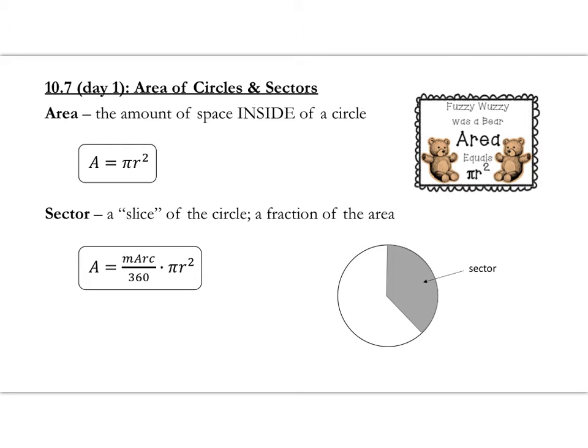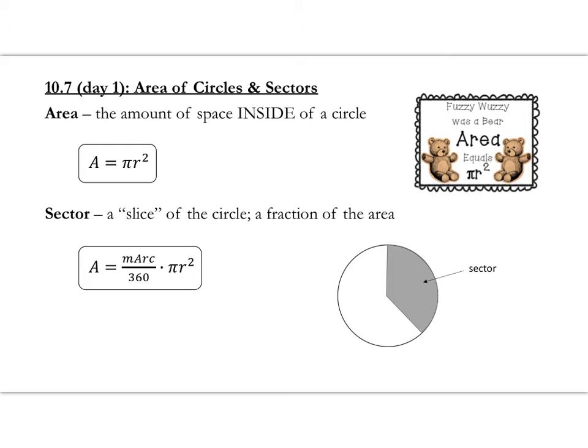Alright, here we are on the first day of 10.7. This is about area now. So what I need you to pay attention to first off is, since area is the amount of space inside of the circle, we need to understand the difference between what we talked about yesterday with circumference and the fact that today area is measuring the inside space.